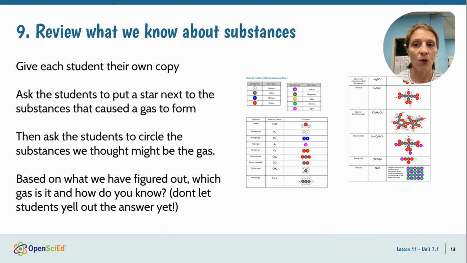Then ask the students to circle the substances we thought might be the gas. They should be circling, and again, don't tell them the answer. Let them do this on their own. Argon, carbon dioxide, and nitrogen. Now, you're going to ask this really important question. You're going to ask them to look for patterns in their data. Compare the gases to the substances that we started with. Compare our inputs to our outputs. And I want you to look for patterns. Based on what we figured out, which gas is it and how do you know?